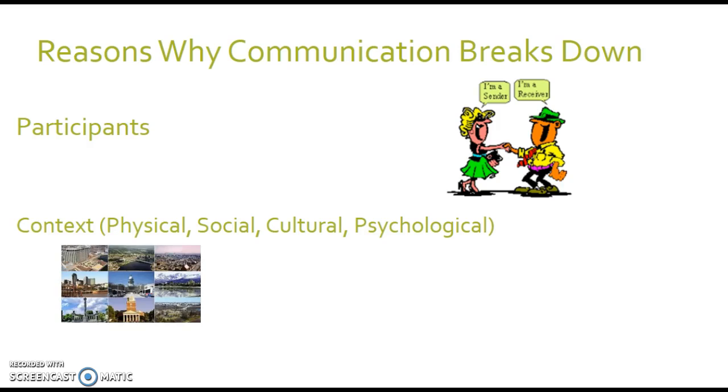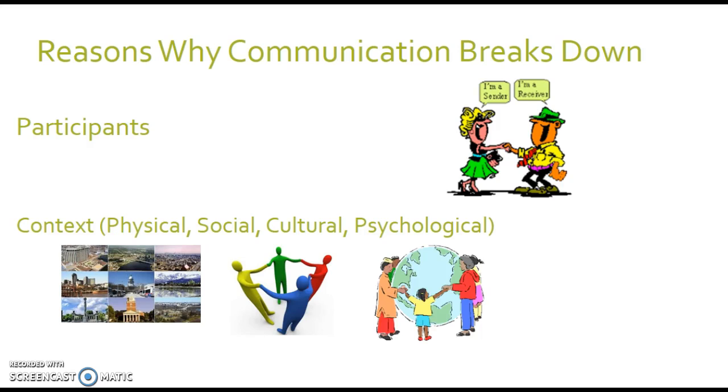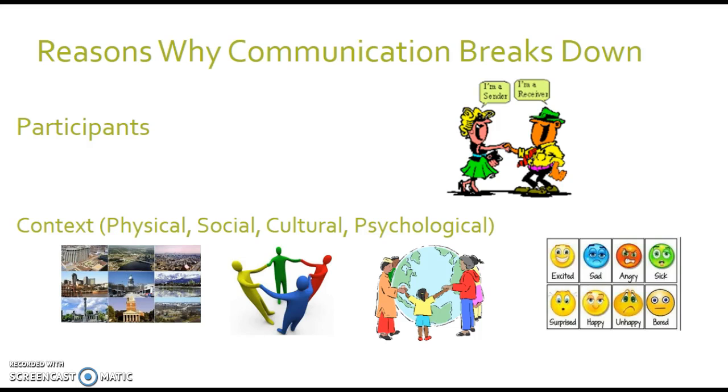Context. Context could be physical, such as a place, environment, distance, or time of day. Social, which is the nature of the relationship between the people. Cultural, which is a set of beliefs, values, and norms shared. And psychological, such as emotions: excited, sad, angry, or sick.